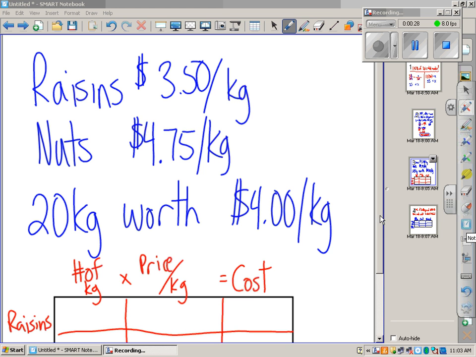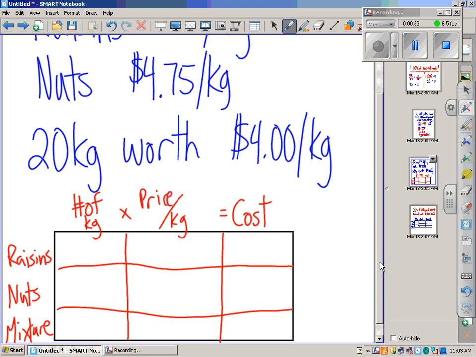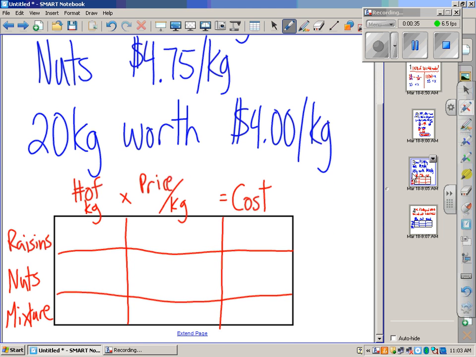One thing you want to notice about this chart versus the other charts that we've done so far this year is that they're now going to have 3 rows. So the number of kilograms, now you could use 2 variables because we've talked about 2 variables, but we're going to put the 20 down here, and we're going to use the idea that we do x and then 20 minus x. And if you remember back to the coin problems, the total was 40.